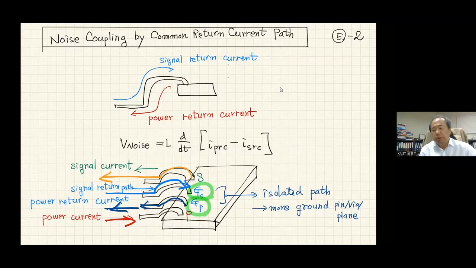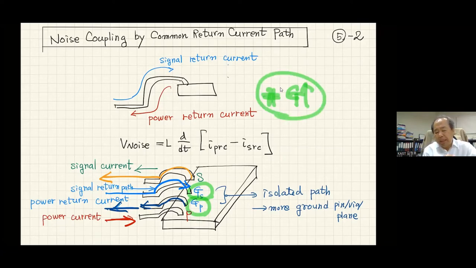So the golden rule is that for each IO, you have a separate ground. Let's assume you have 1,000 IOs, you have to have 1,000 different ground pins. If you have 1,000 different decaps or 1,000 different power supply connections, you have to have a separate ground pin. And you should be able to have a separate ground plane. So that means the number of grounds should be increased significantly.